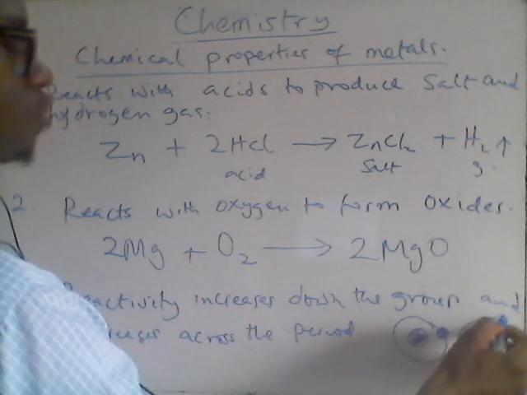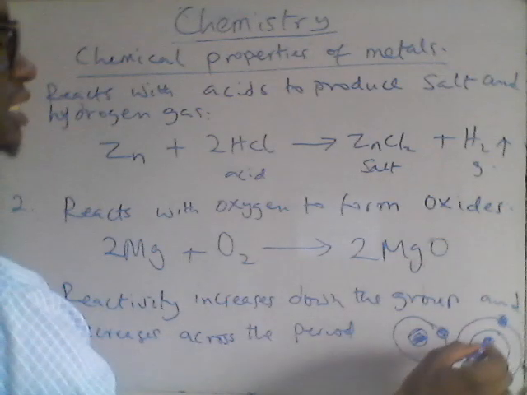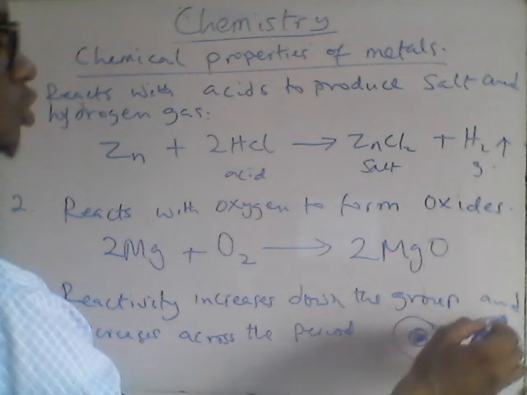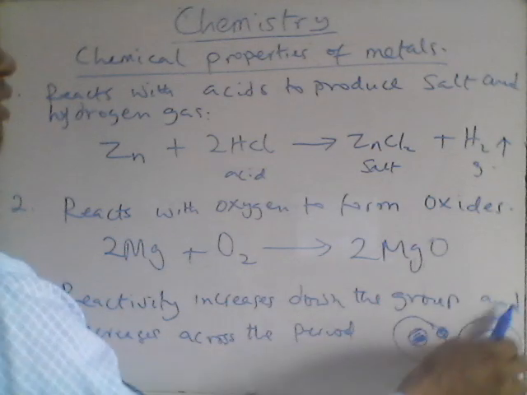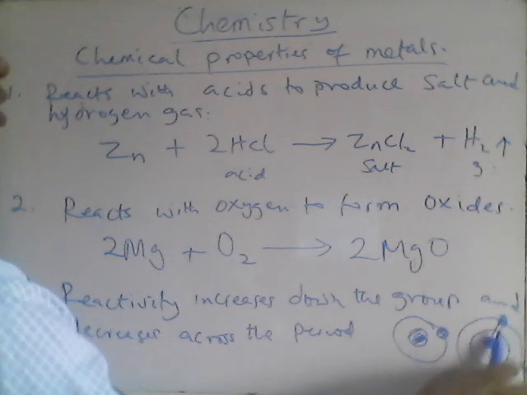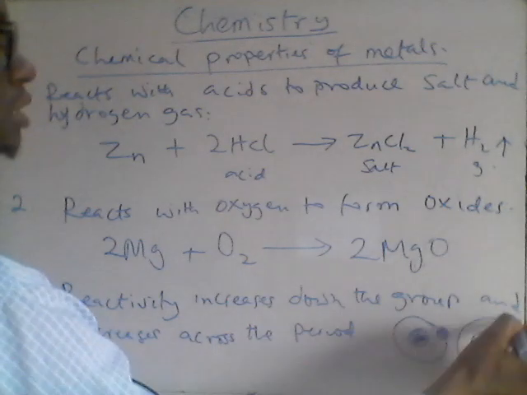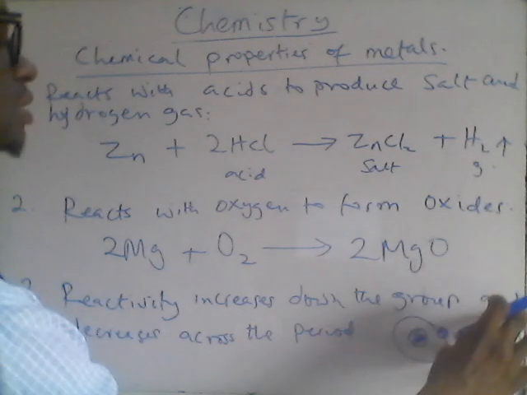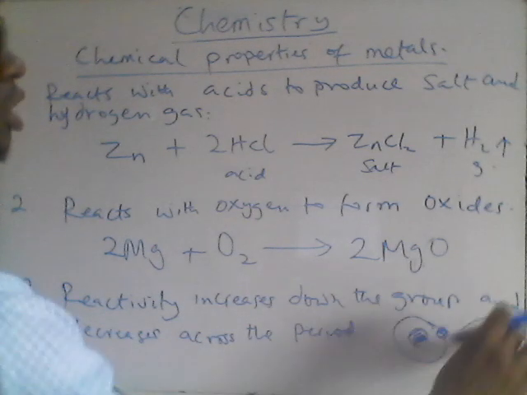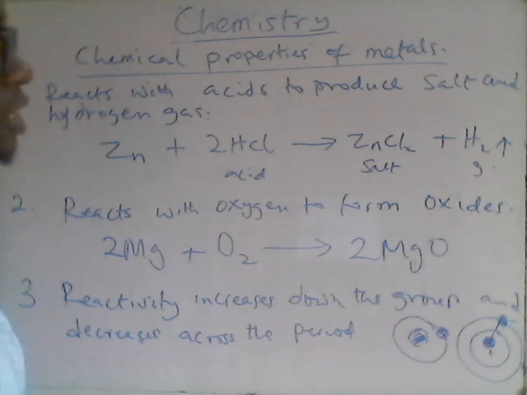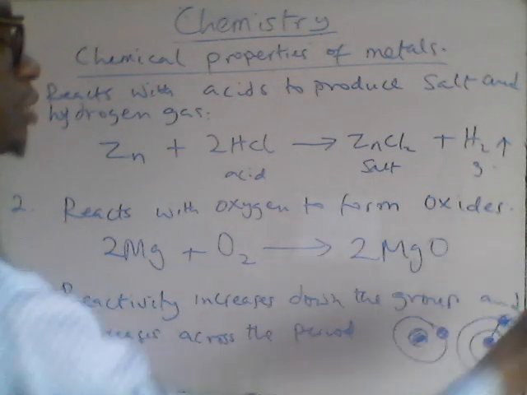So both of them have one electron at the outermost shell. They are in the same group, but this one will react faster because the distance between the central nucleus and the electron is greater than for this one. So that distance affects the attraction that causes stability. The attraction between the central nucleus and the electron is higher for this one because the distance is small, but lower for this one because the distance is high. So this one will react more because the electron can easily come out, can easily be donated.